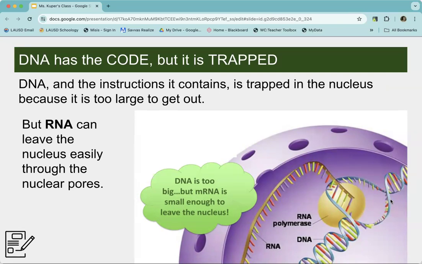But there's this fancy little molecule called RNA that can leave the nucleus easily. And it leaves the nucleus through these little openings in the nucleus called nuclear pores. Okay? So DNA is too big, but specifically mRNA is small enough to leave the nucleus, which is kind of a cool little fact.